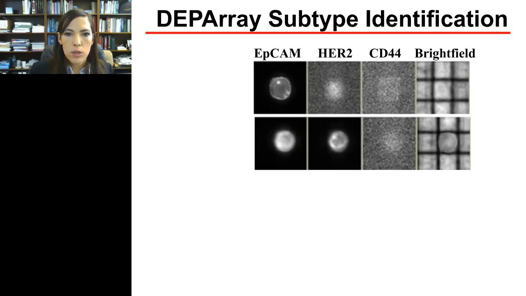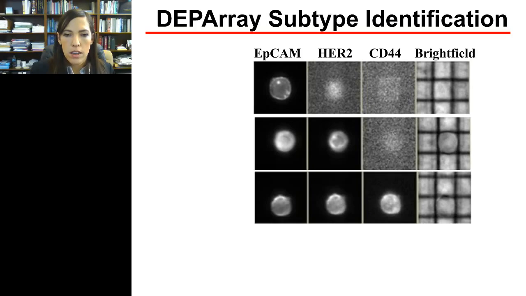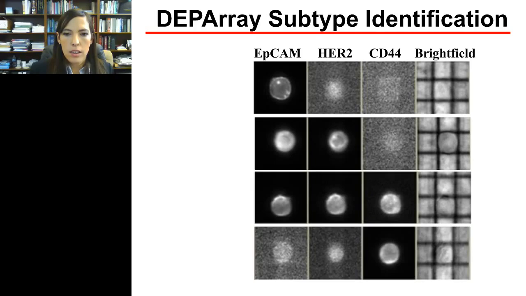Next we were able to identify a cell that was EpCAM and HER2 positive but CD44 negative. And again, you see the cell in its bright field cage on the right. The next cell we were able to identify was positive for all 3 markers. We were able to identify that it was in its own cage, so it was single and viable. And lastly, we found cells that were negative for both EpCAM and HER2, but positive for CD44.